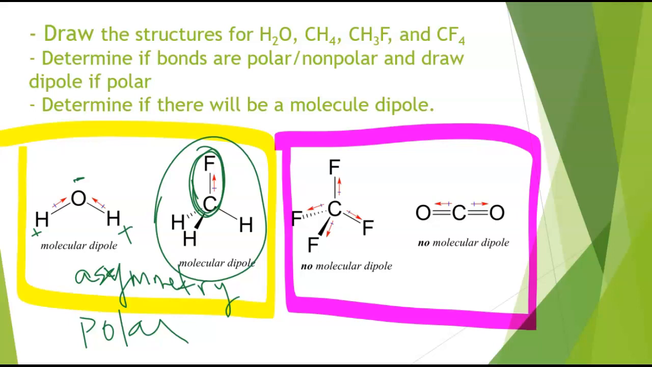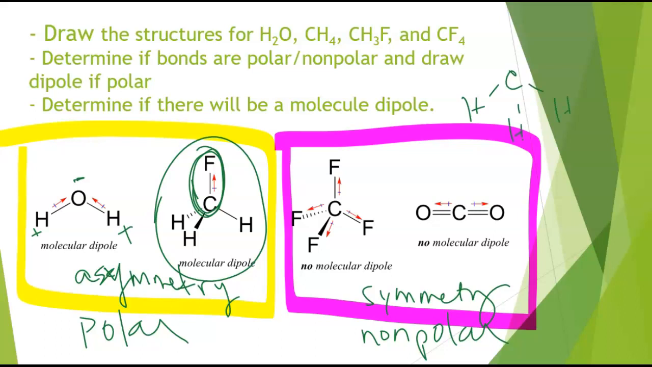This is because they are symmetrical, and so they will be nonpolar. So despite the fact that they have polar bonds, they are still going to be nonpolar. If you drew CH4, which is what I asked you to draw, you would have a tetrahedral molecule, and so these bonds would be nonpolar bonds, and it would also be a nonpolar molecule.